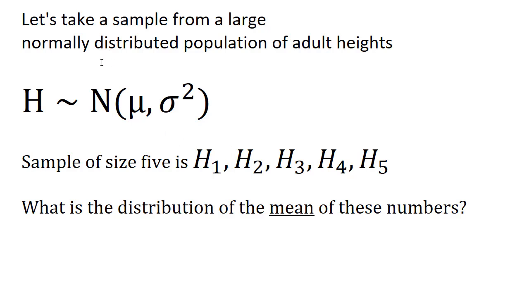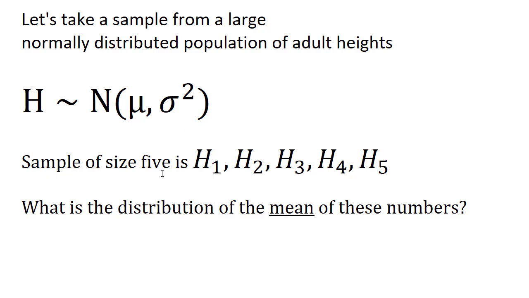Okay, I have a population of adult heights that are normally distributed. And so here is my distribution. I don't know the mean, I don't know the population variance, so I want to estimate them.